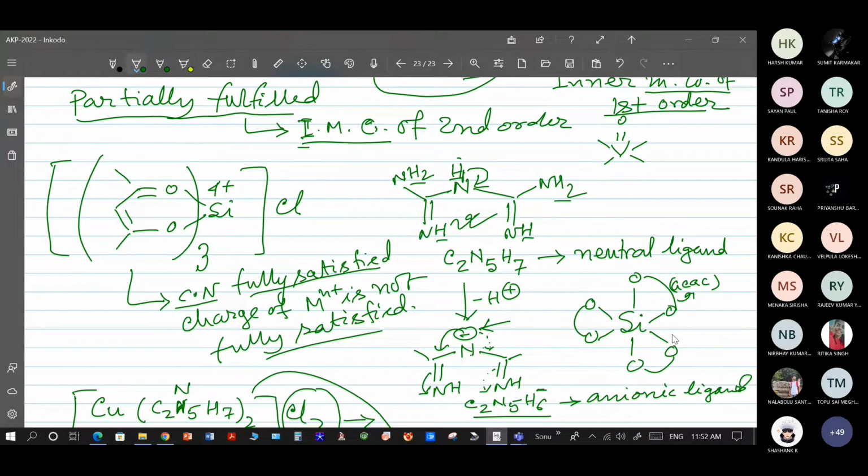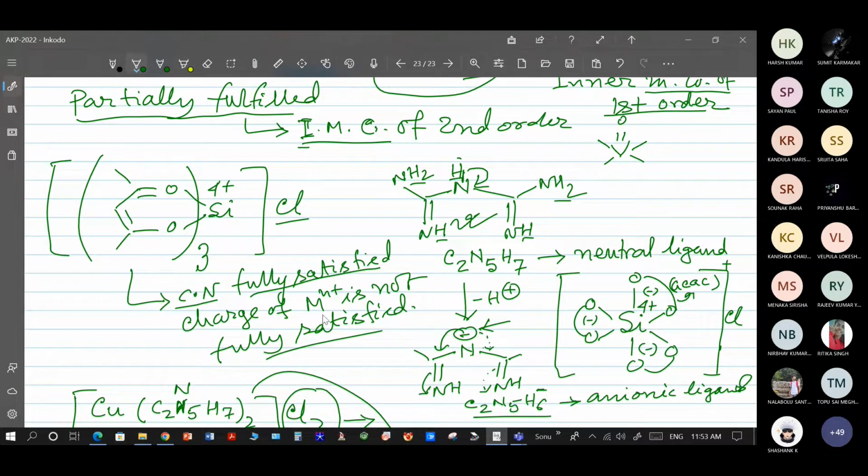Okay, but the charge of the silicon is +4. So if it is +4, you have 3 negative charges, 1 negative, another negative, and another negative. So it will ultimately be positively charged. So 1 Cl minus you require in order for electrical neutrality. So this Cl is here, so its charge is not fully satisfied.